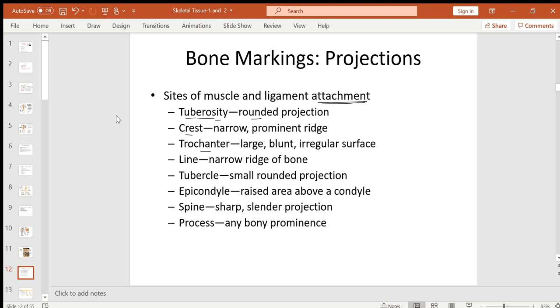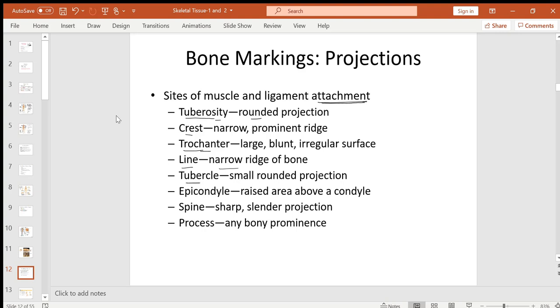Trochanter, large irregular bony mass. Large irregular bony mass is a trochanter. On the femur, the bone of your thigh, you have two large bony masses called the greater and lesser trochanters for the attachment of the gluteal muscles. Line, sometimes you will see a narrow ridge on the surface of the bone. Those are lines. For example, in your femur, you have supracondylar lines.